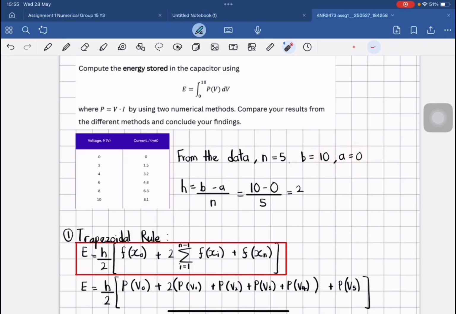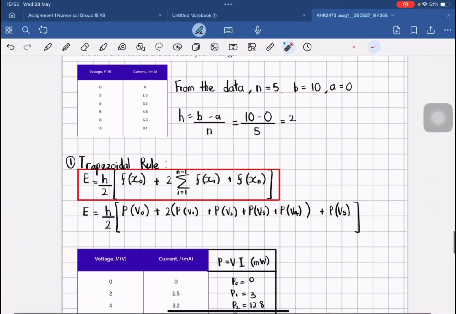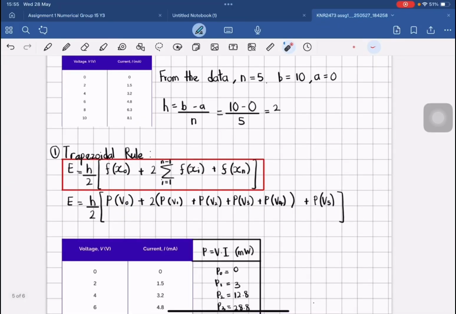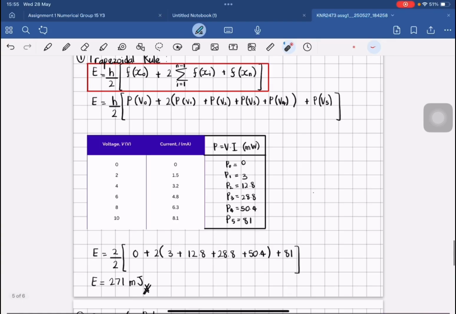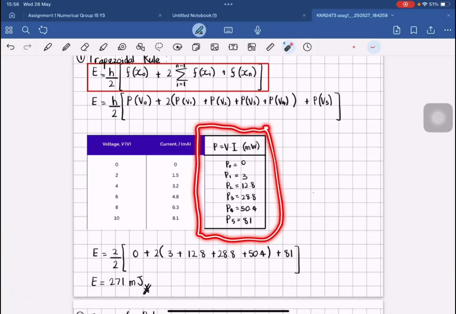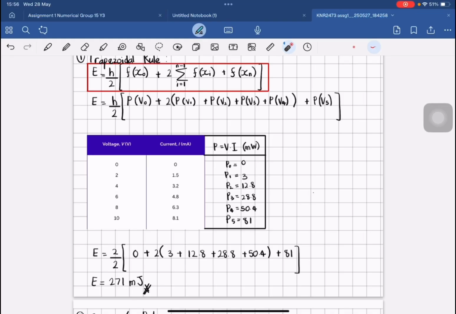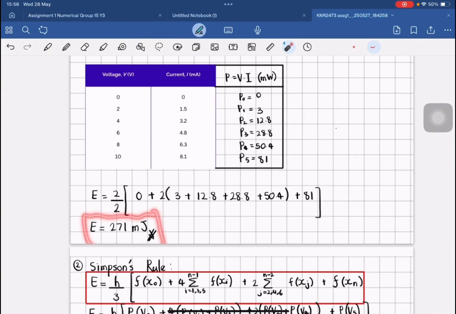From this data, now we can find H. H equal to B minus A over N, so H is 2. The first method that I use is the trapezoidal rule, where the formula is this. For this solution, we got this equation. Then we need to find the function for the P. We know that P equal to V times I, so we just multiply this and we got this. Substitute into this equation and we got E equal to 271 millijoules.